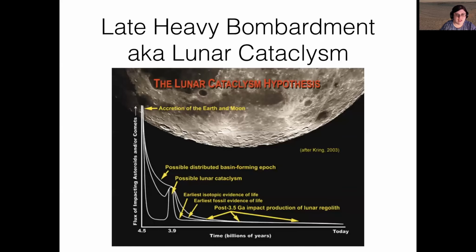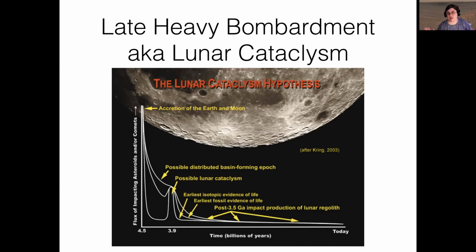So this is giving us a history, and this gives us a very important thing we're going to come back to when we get to solar system formation, which is this possibility that around a little under 4 billion years ago, there was a dramatic change in the impact rate. So this hypothesis was called the late heavy bombardment, aka the lunar cataclysm.